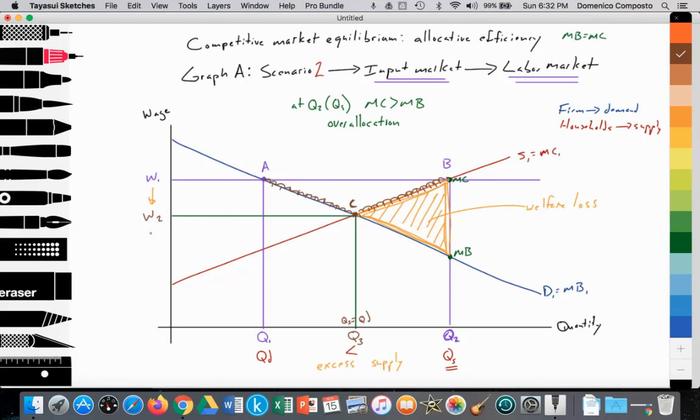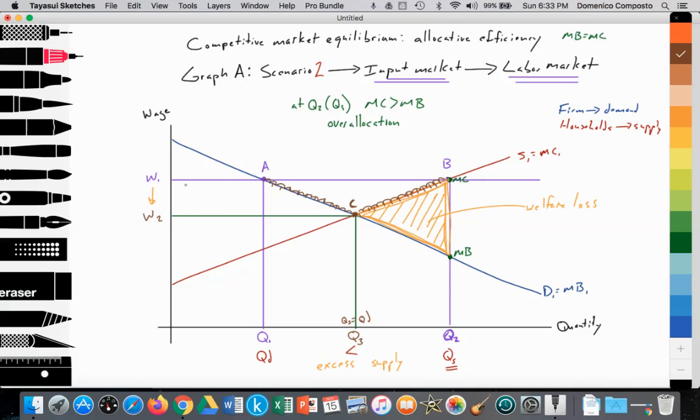Let's go ahead and analyze this as we would for a paper exam. As can be seen, we have an input market or labor market. On the x-axis, we're measuring quantity. On the y-axis, we're measuring wage. We have an upward sloping supply of labor by households labeled S1, which is equal to our marginal cost. We have a downward sloping demand curve labeled D1, which is equal to our marginal benefit. We must remember that this is demand by firms, since this is an input graph. And we have a wage set at W1.